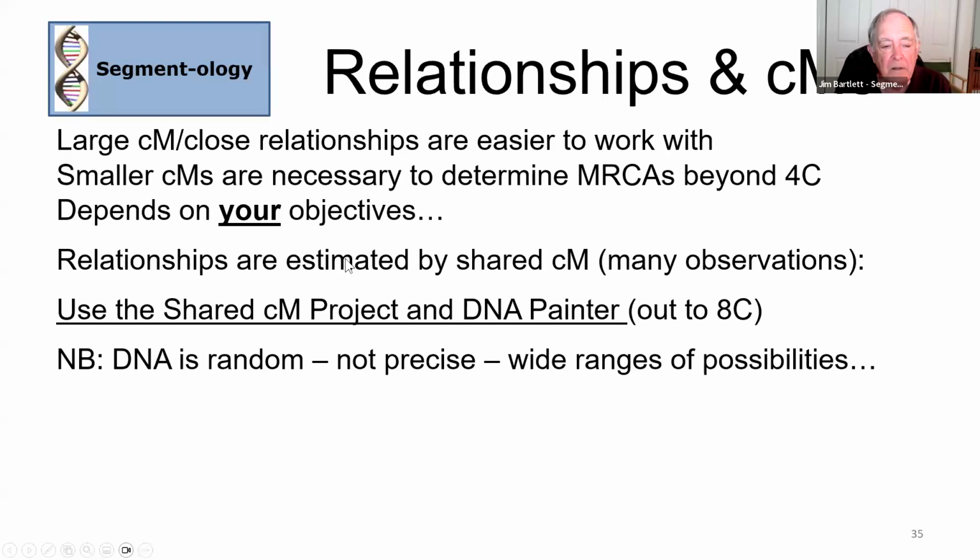The relationships are estimated by the shared cMs through many observations, and you use the Shared cM Project and the DNA Painter to get these shared matches out to eighth cousin. I'll show you this chart next. DNA is random and not precise, so there are wide ranges of possibilities. There's a whole range of things that could be a third cousin, a fourth cousin, or a fifth cousin.